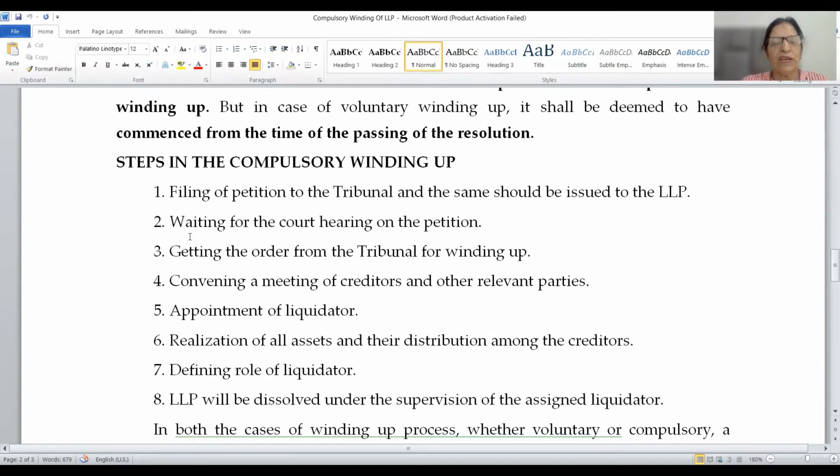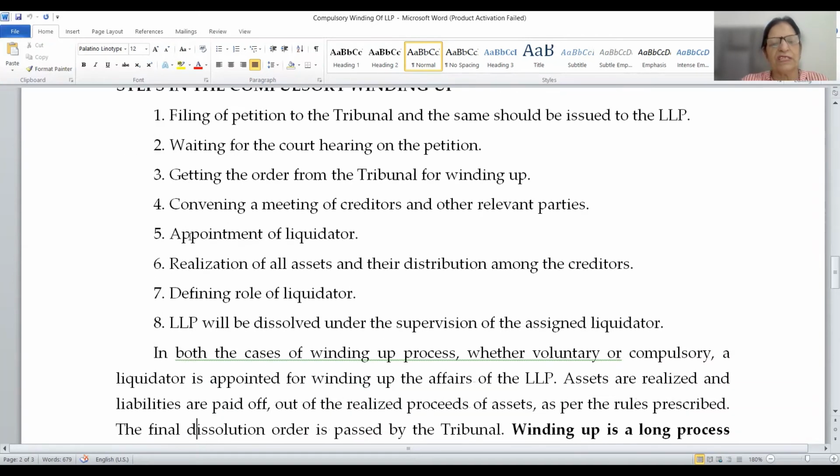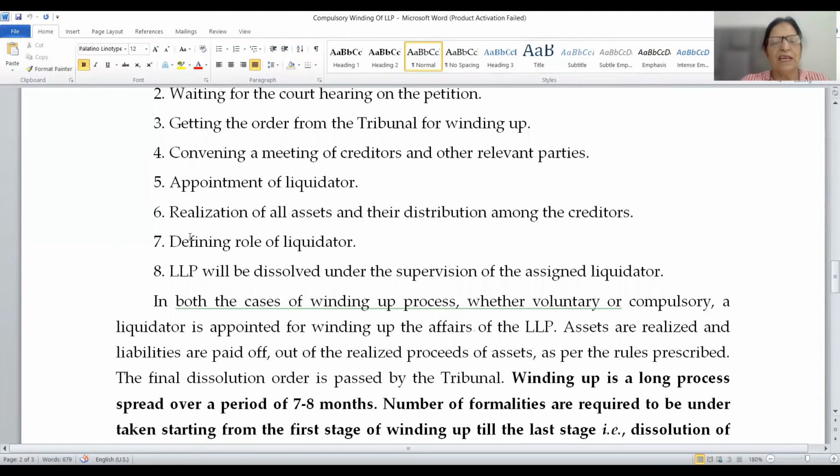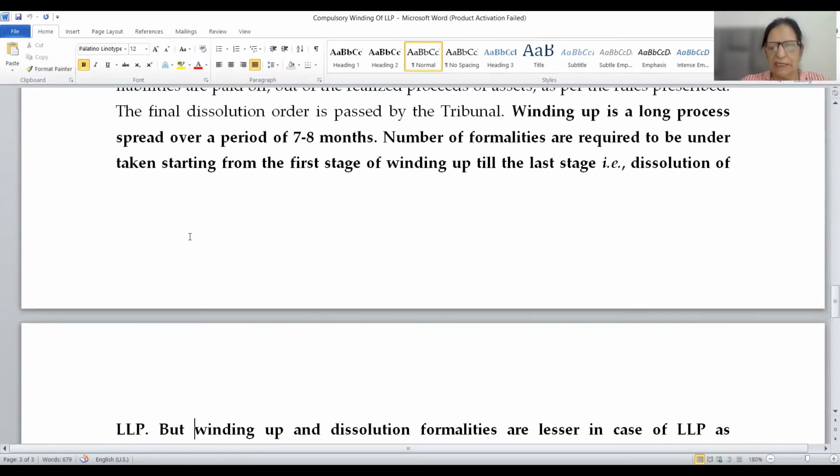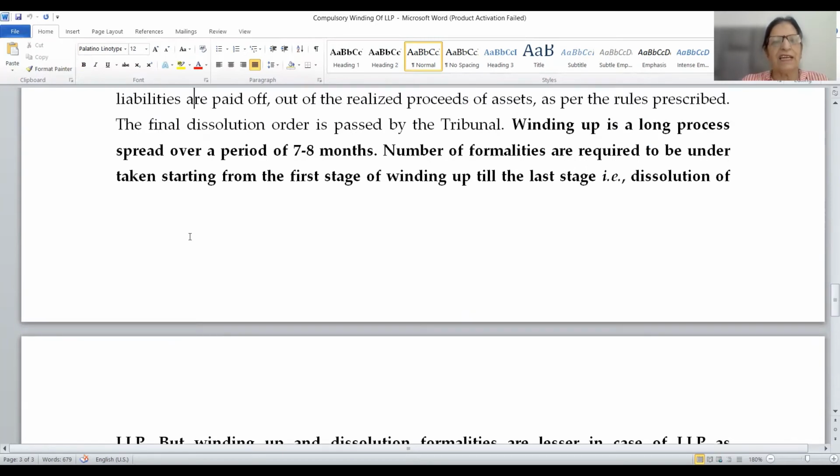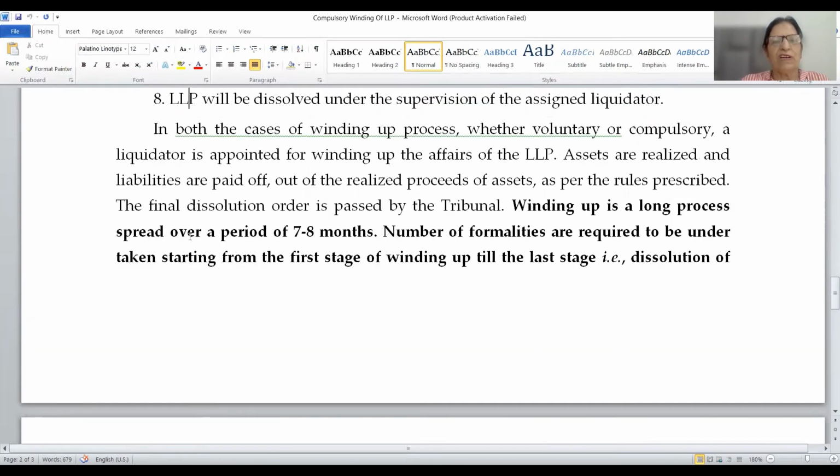Defining the role of liquidator. The liquidator has to discharge a number of functions and duties. LLP will be dissolved under the supervision of the assigned liquidator. So when the order is passed, the LLP will be dissolved after getting the order from the NCLT or tribunal. So all these duties have to be performed by the liquidator.